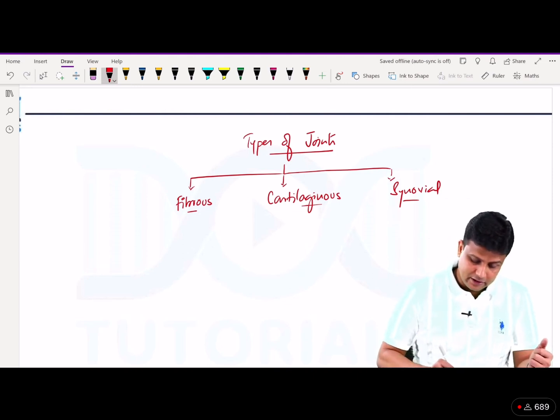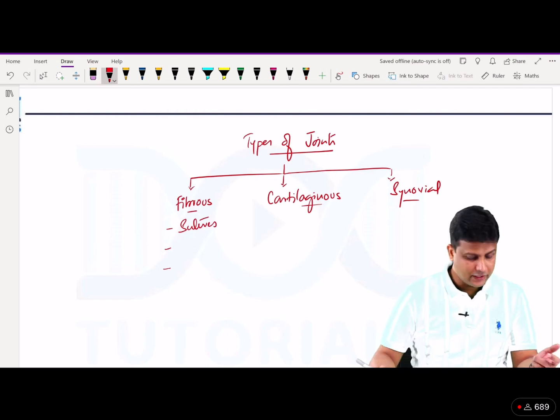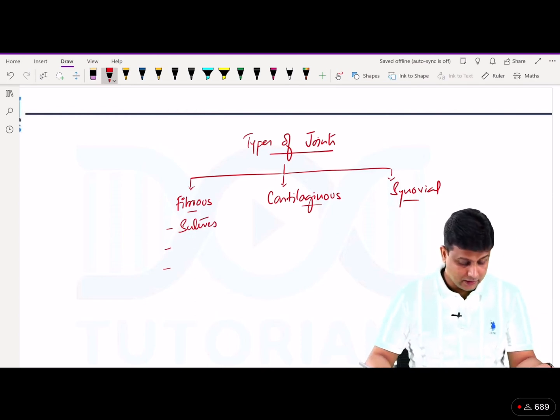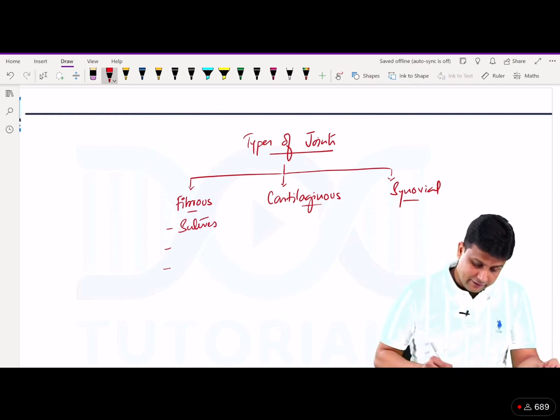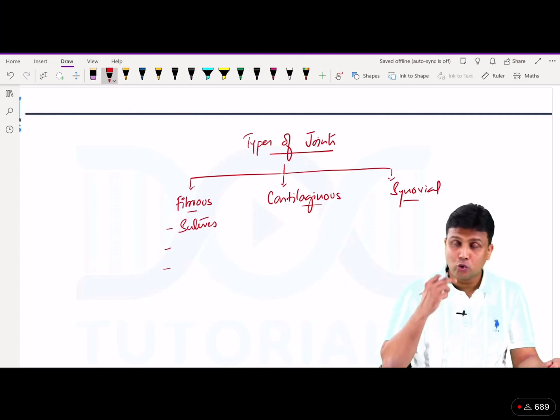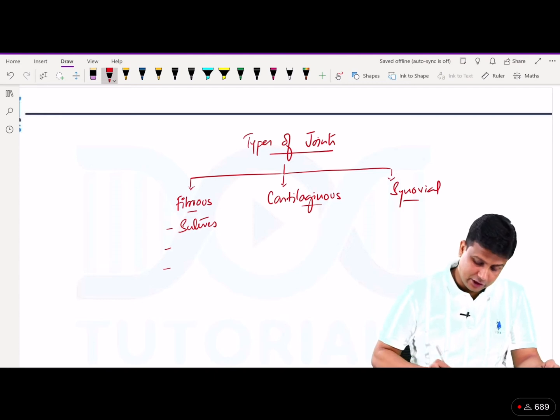Fibrous joints will in turn be divided into 3 categories here. Number 1, the joint between the cranial bones, and between the cranial bones it will be sutures. And sutures are obviously immobile. Then the next one will be the joint between the tooth and the gum, that is gomphosis. And the third one will be syndesmosis.